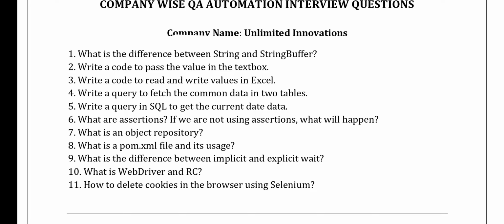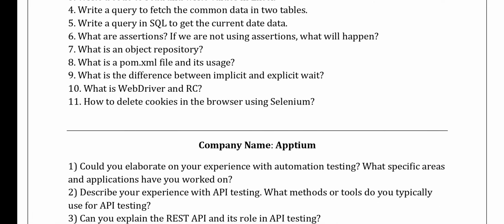What are assertions? If we are not using assertions, what will happen? What is an object repository? What is a pom.xml file and its usage? What is the difference between implicit and explicit wait? And they might also ask you to explain fluent wait. Okay. What is WebDriver and Selenium RC? And how to delete cookies in the browser using Selenium?